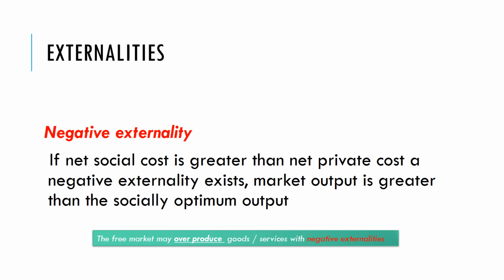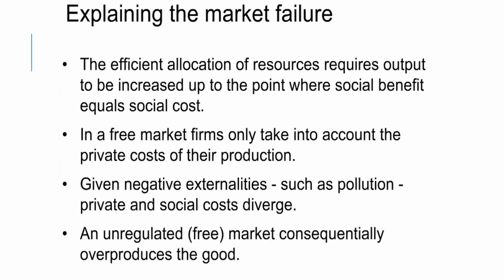So a negative externality exists when the social cost is greater than the private cost, and so the market output is greater than the socially optimum output. The free market may overproduce goods or services that possess negative externalities. A more efficient allocation of resources would be to produce where the social benefit equals the social cost, so the socially optimum output. But the free market only takes into account the private cost of production, and so we're going to get an overproduction of the goods, and we're going to get negative costs to third parties that aren't taken into account.